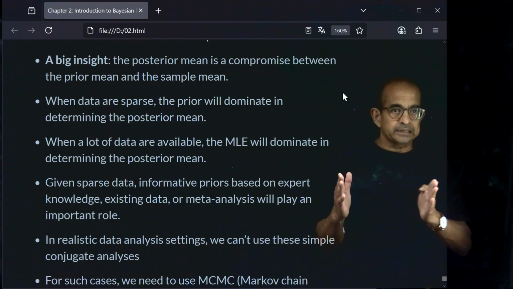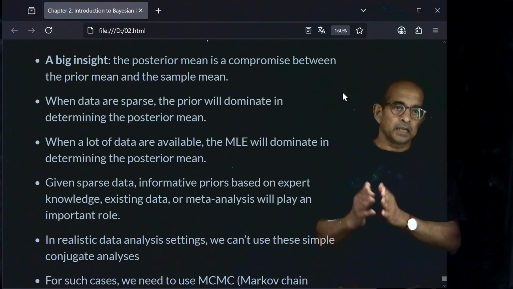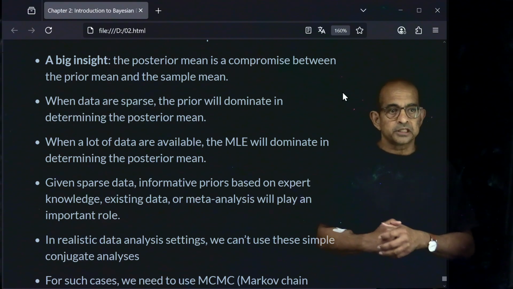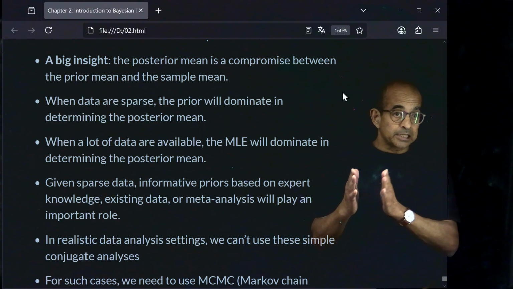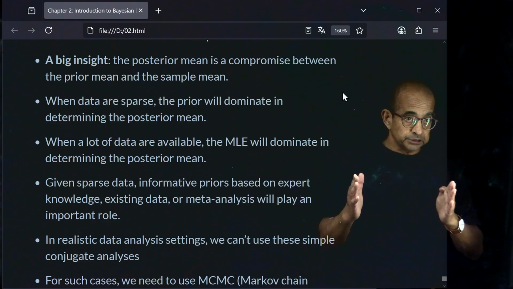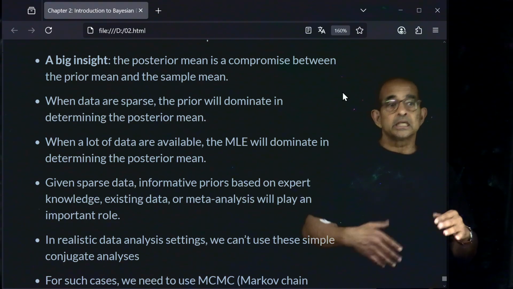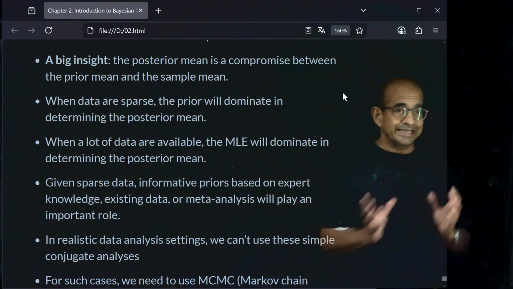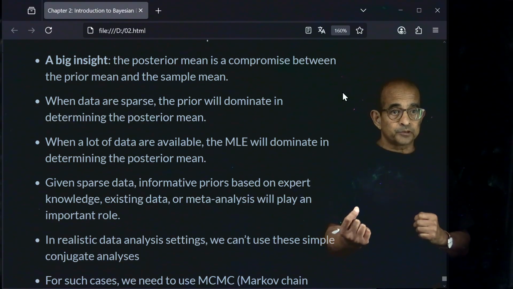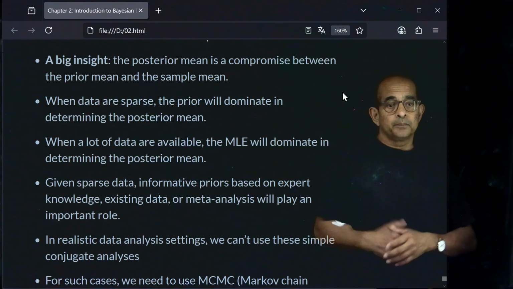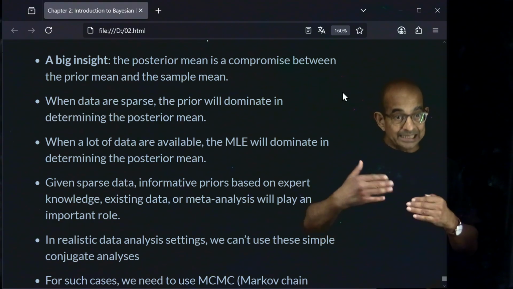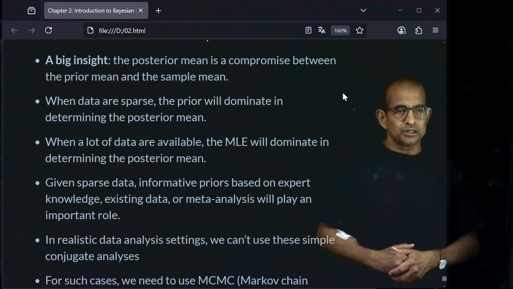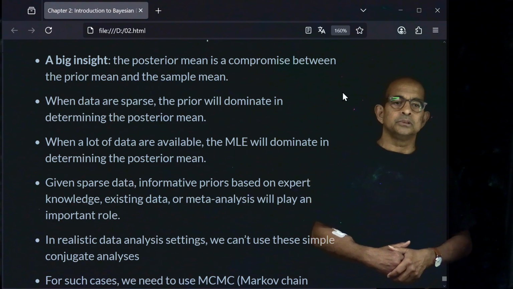Usually there's a thread that you're trying to pull apart. You're trying to understand a particular phenomenon. And so what's happening is that you're accumulating knowledge over the years through your own experiments and through other people's published studies. And you can use that information in the Bayesian analysis through the priors to build on what you know and incrementally gain knowledge about the problem that you are trying to study.